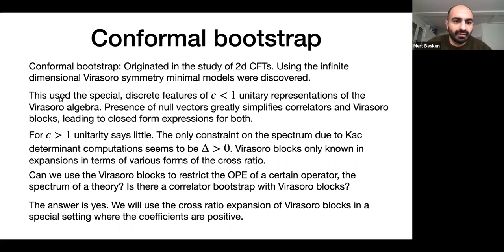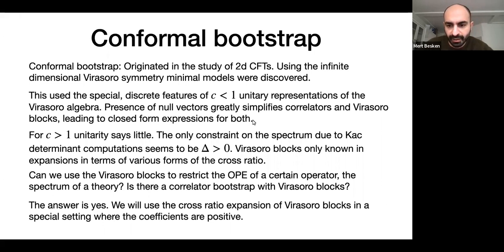This discovery of the minimal models used special discrete features of C smaller than 1. C is the central charge of the 2D CFT. For C smaller than 1, there are unitary representations of the Virasoro algebra. In this regime, there exist null vectors in Verma modules, and those null vectors imply differential equations for correlators, and this greatly simplifies the correlators and Virasoro blocks, and this leads to closed form expressions for both the correlators and Virasoro blocks. So for C greater than 1, unitarity says little.